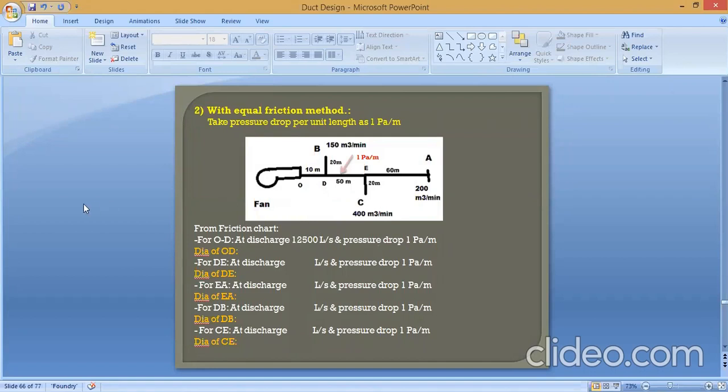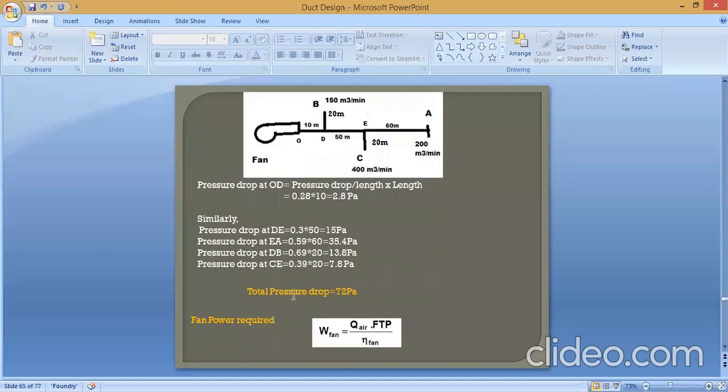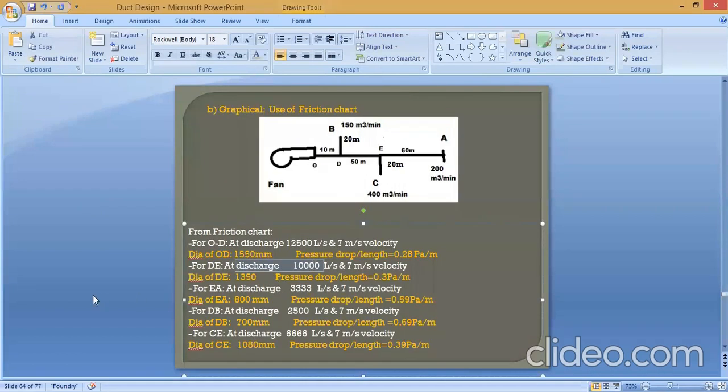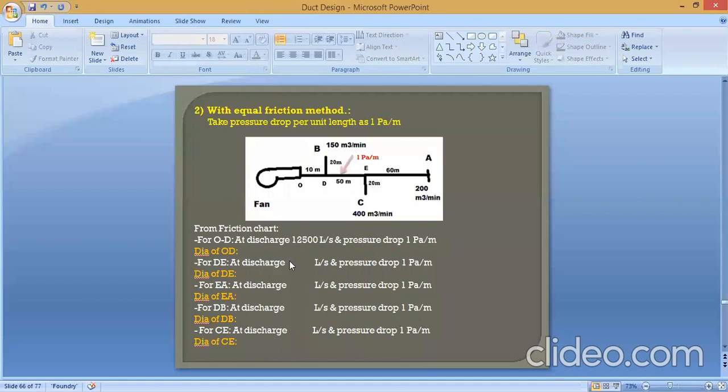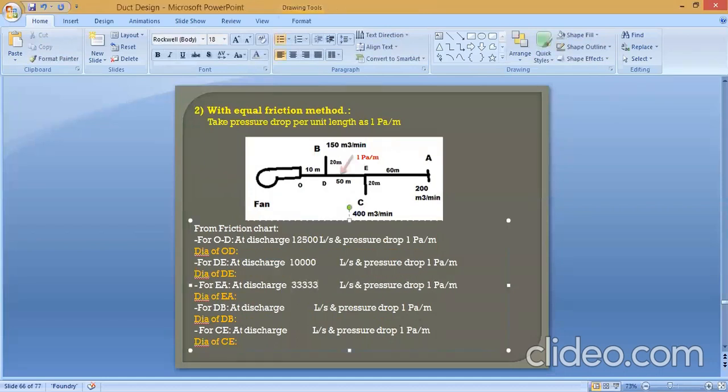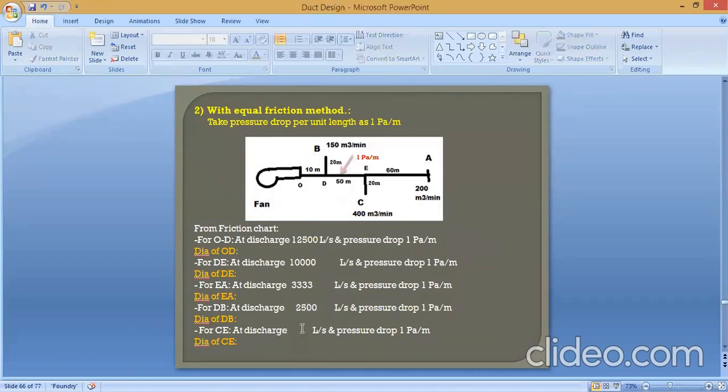So for that let me copy the various discharges first. 1000, 3, 1000, 3, 0, and last is C to E. It's 666.